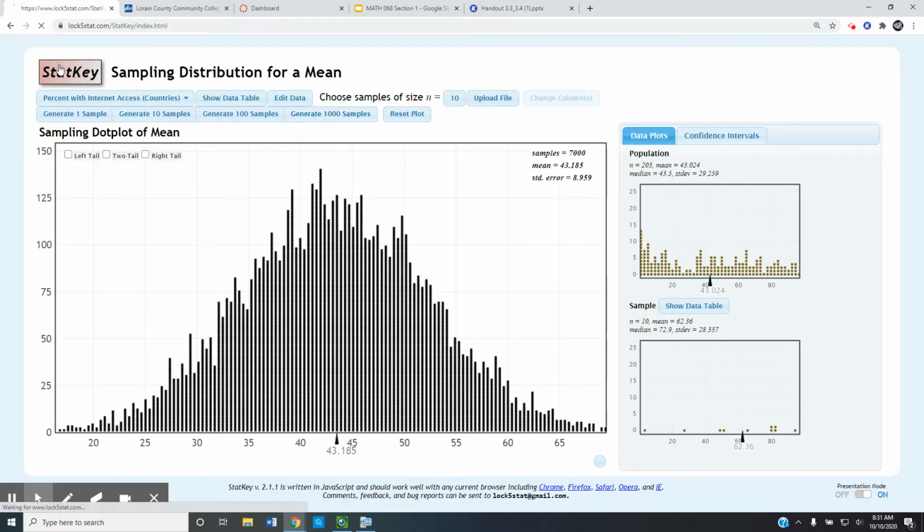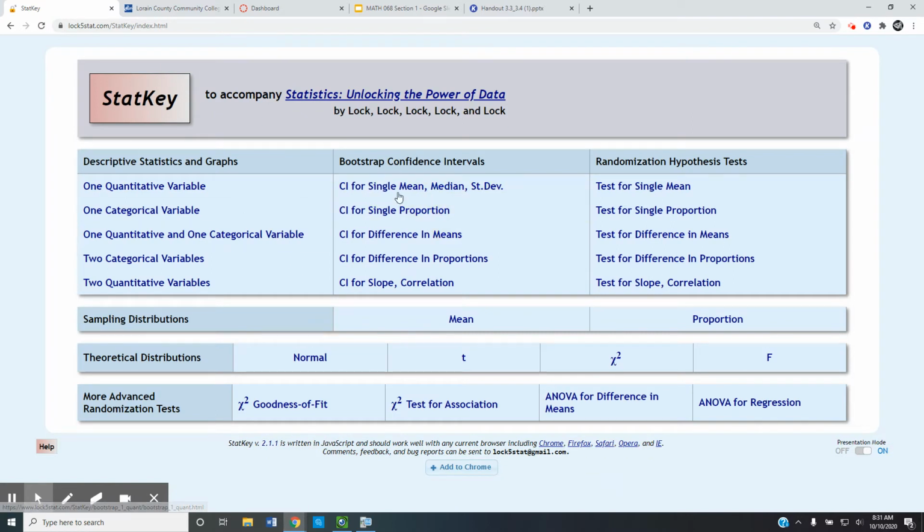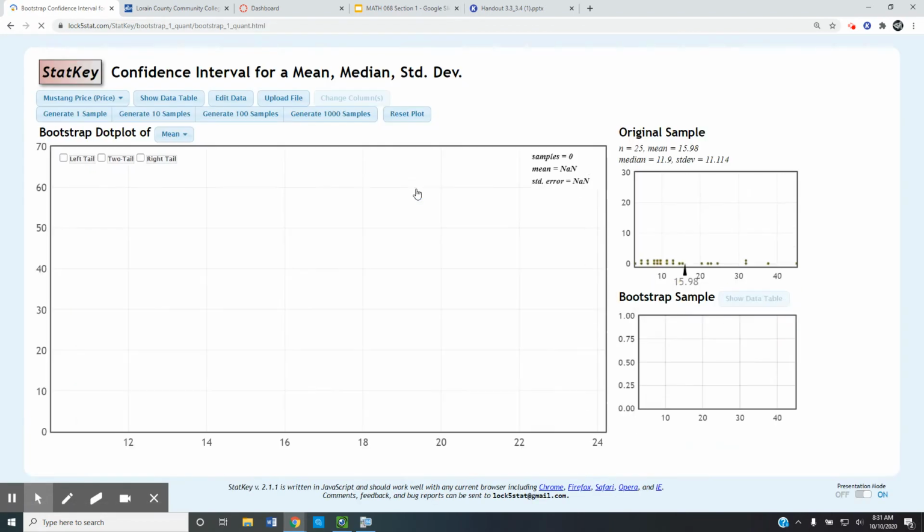Okay, first of all, we go to StatKey. Bootstrap is in the center. That's where we want to be. Let's say that we're dealing with a single mean right now. In a single mean, first of all, we look over here to the right. The original sample has a 15.98 mean, and a standard deviation of 11.1114. Okay, that's the original.